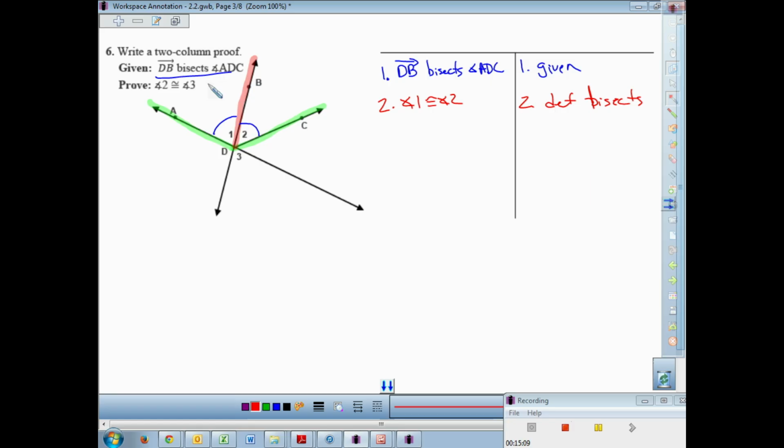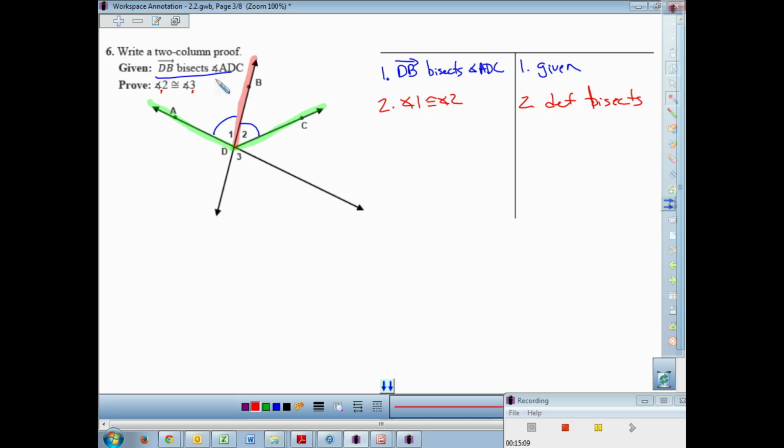This is how you're going to have to learn to do these on your own, because when I go away, this is a much harder process. So angle 2 is supposed to be the same as angle 3, correct? Let's see what we have written down so far. Have we written anything down about angle 2? Yes or no? We have. Have we written anything down about angle 3?